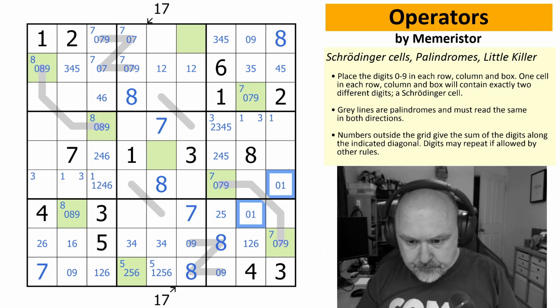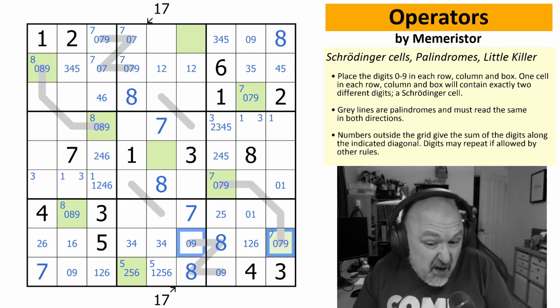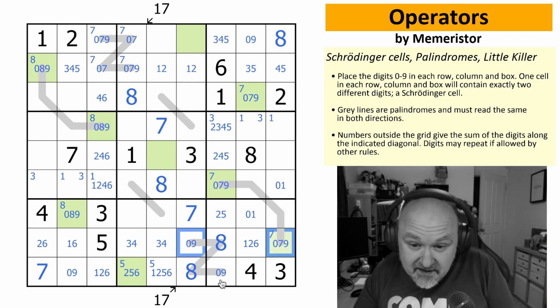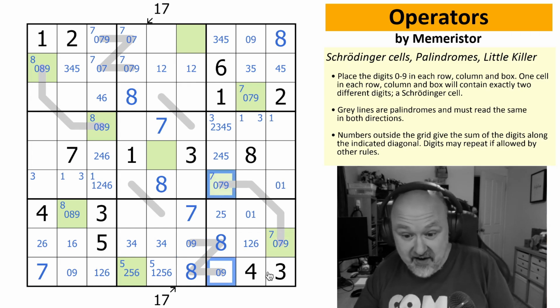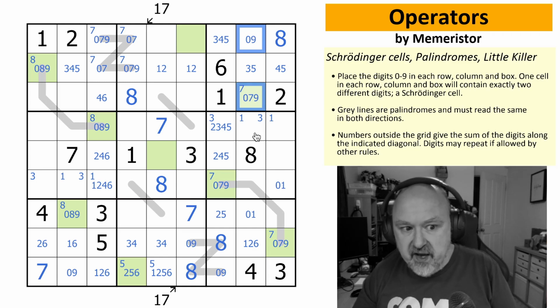Bonkers! This is a 0, 7, 9 pair? This is a 0, 7, 9 pair. This is a 0, 7, 9 pair.